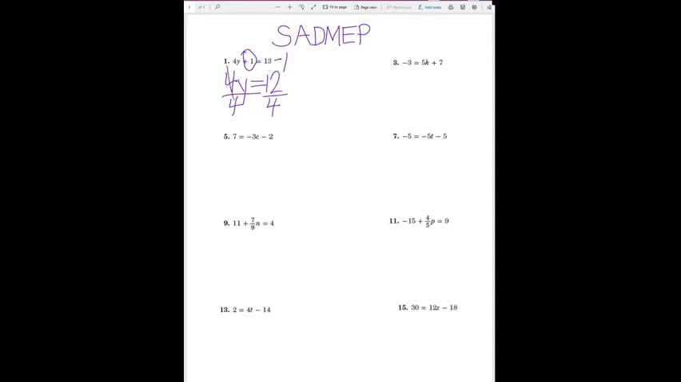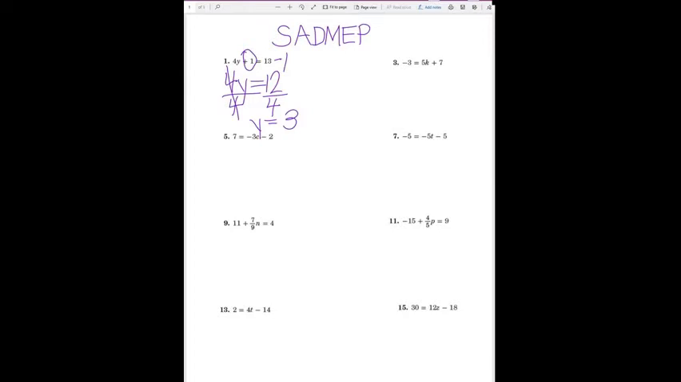We can cross out the 4's on the left side since they're the same number. Bring down your variable y. Now we can do 12 divided by 4, and that will equal 3. There's our answer. Y equals 3.